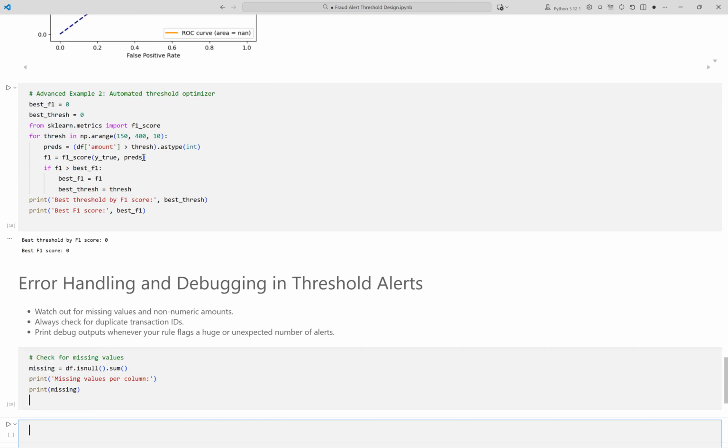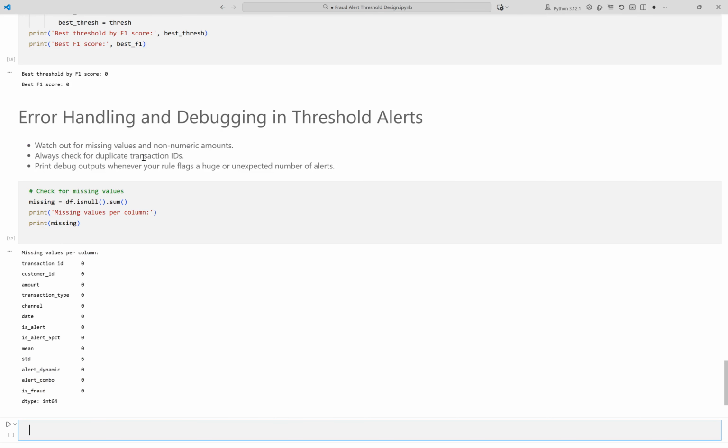Running the cell now. This output shows the count of missing values in each column of the dataset, with only the STD column containing 6 missing entries. In the context of threshold alerts, noticing these missing standard deviation values is crucial since they could affect the calculation of dynamic alert thresholds and potentially lead to errors or missed alerts. This debug step helps ensure data quality before applying alert rules. If you find missing values, consider dropping or imputing them.